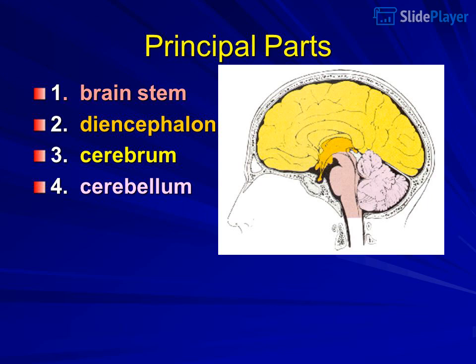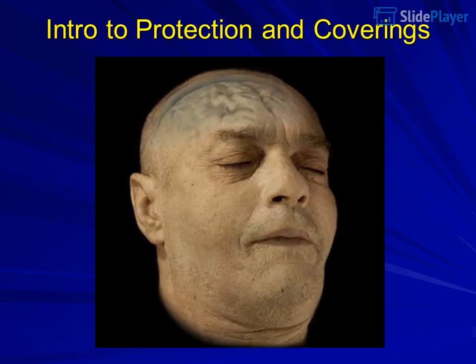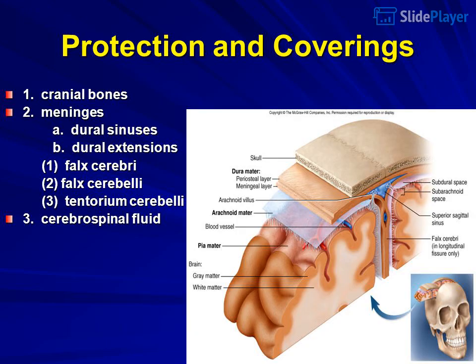Principal parts. 1. Brainstem. 2. Diencephalon. 3. Cerebrum. 4. Cerebellum. Intro to protection and coverings. Protection and coverings. 1. Cranial bones. 2. Meninges.